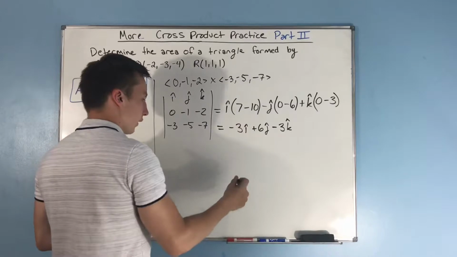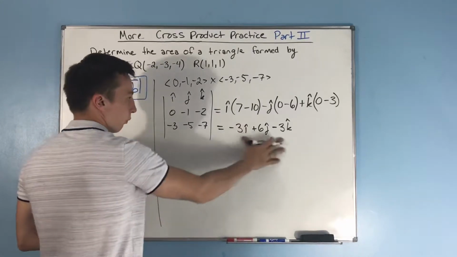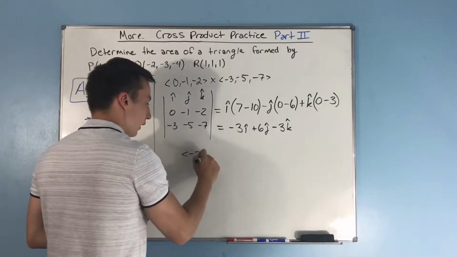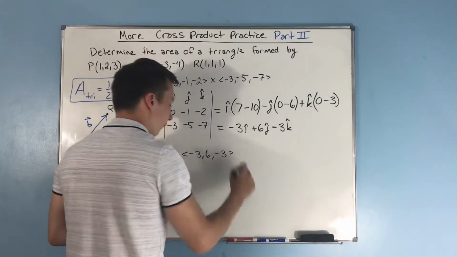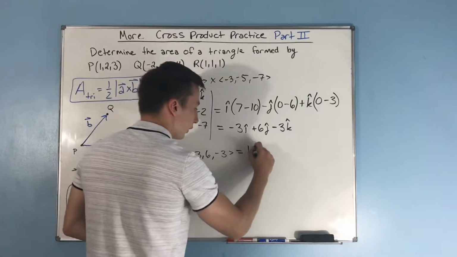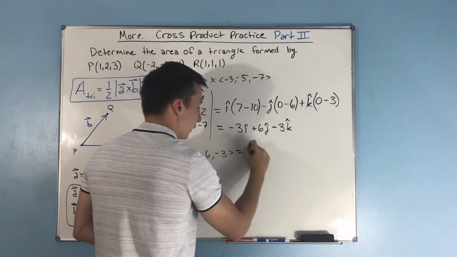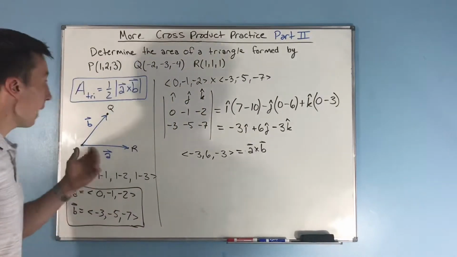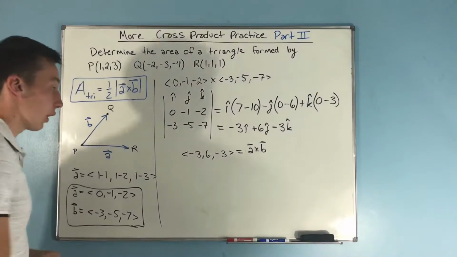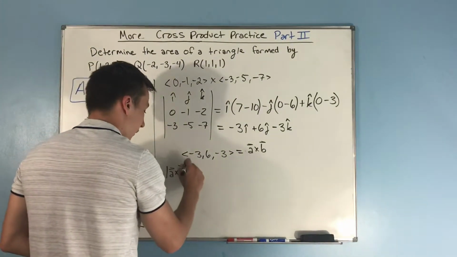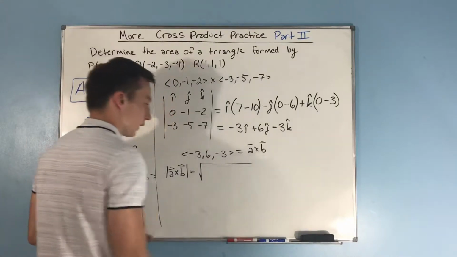So we're going to get the vector. Well, this is our vector, but we're going to write it in angle brackets form here: <-3, 6, -3>. Now that is equal to, not the magnitude, it's equal to A cross B. So if we want to find the magnitude of A cross B, which is what we need for our formula, we find the sum of the squares and then we square root that. Okay, that's our distance formula.